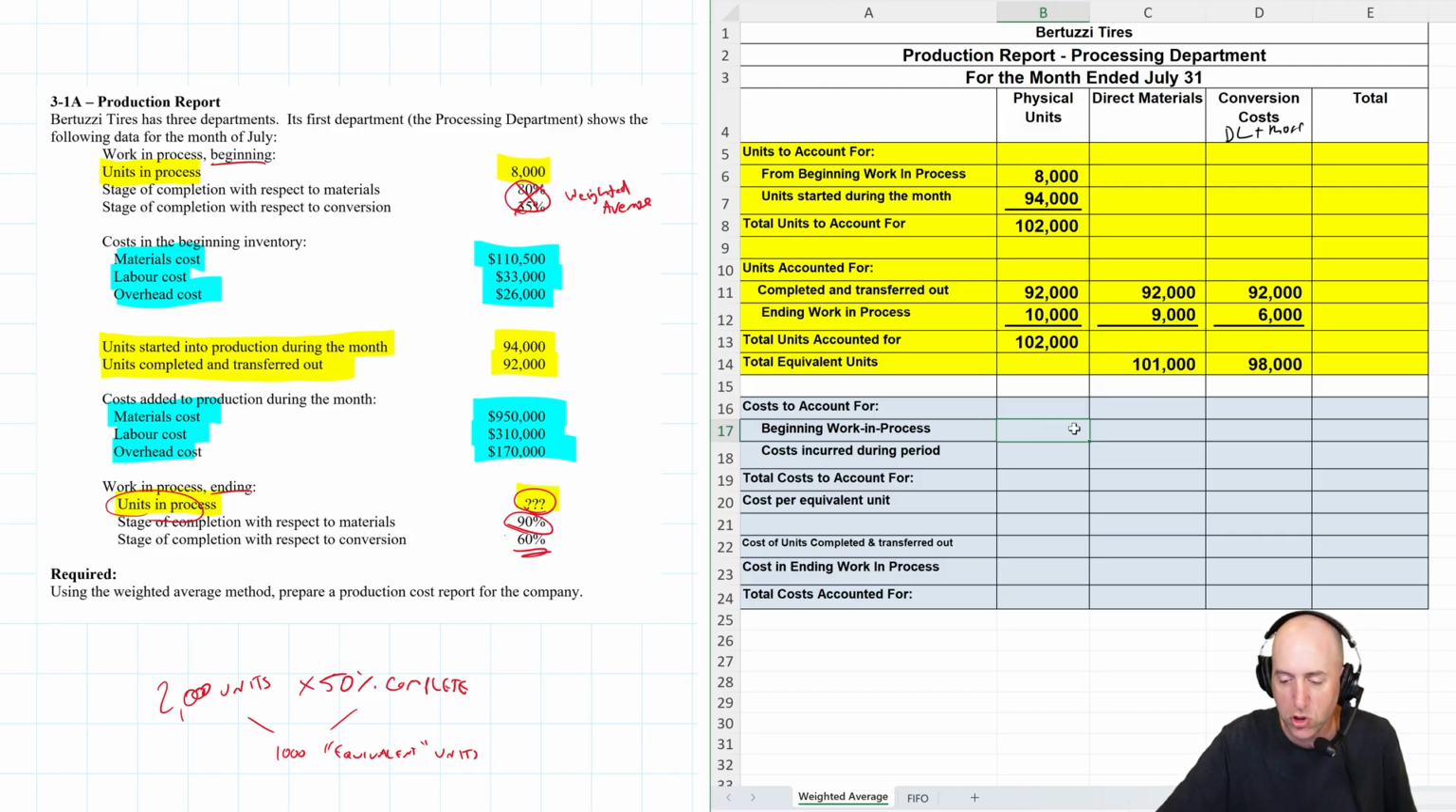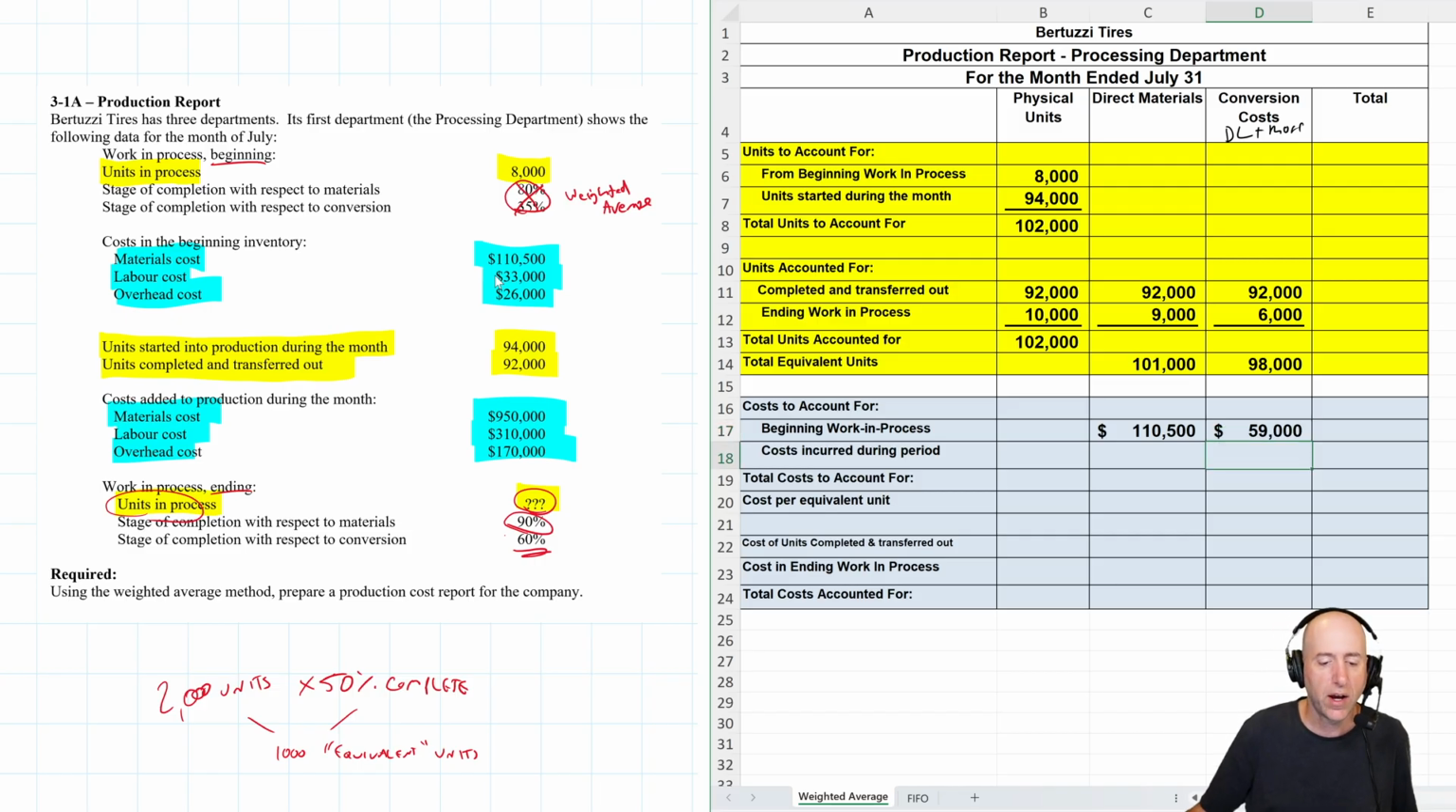Cost to account for, dollar amounts. We're looking for dollar amounts. So cost beginning WIP under direct materials, beginning inventory materials, 110,500. Conversion costs, it's labor and overhead, 33 and 26, so plus 33,000 plus 26,000, it's 59,000. So material, labor, and overhead, the total cost, material plus conversion, which is labor and overhead, is 169,500.